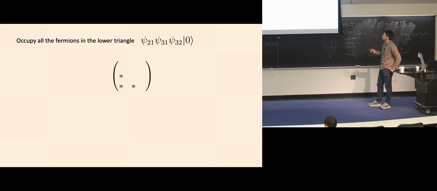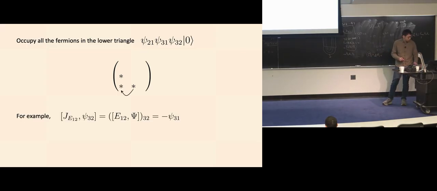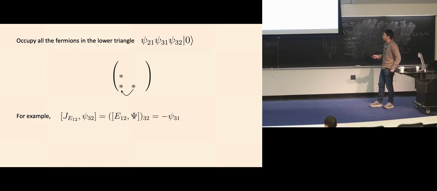So consider a state where we start with the Fock vacuum, where no fermions are excited. We excite the fermions in the lower triangle of the 3×3 matrix. Then you can easily convince yourself that they are annihilated by all these positive root generators.